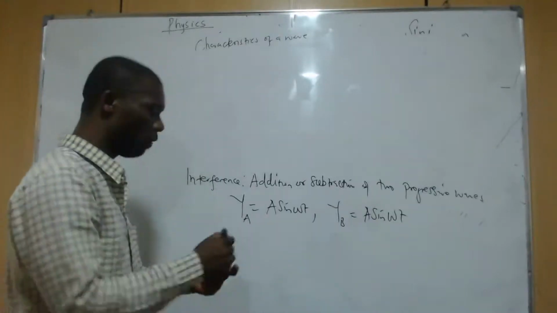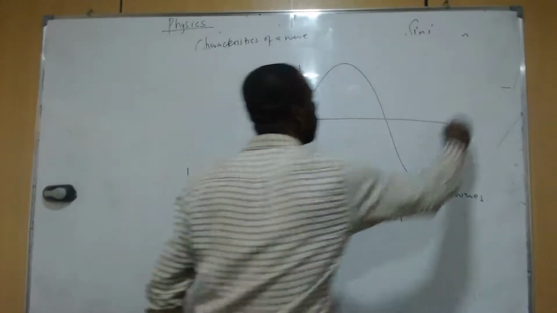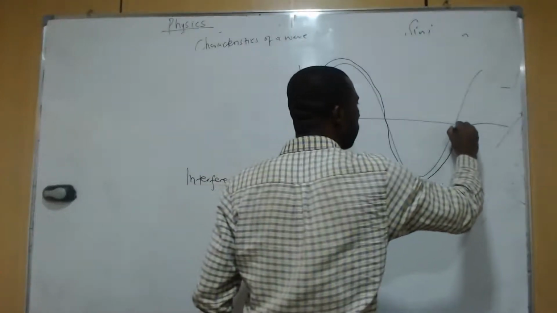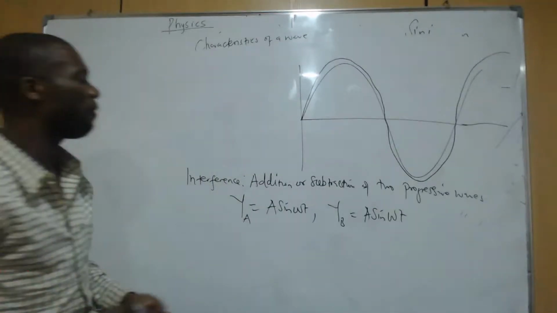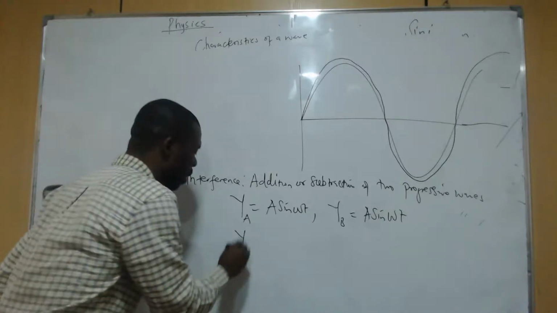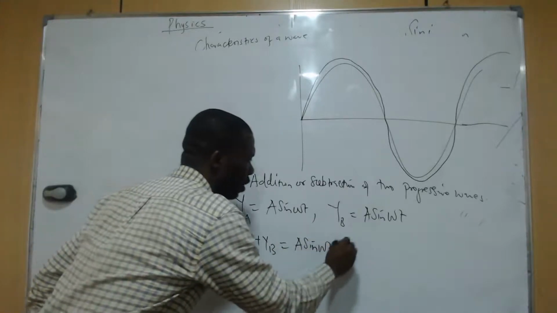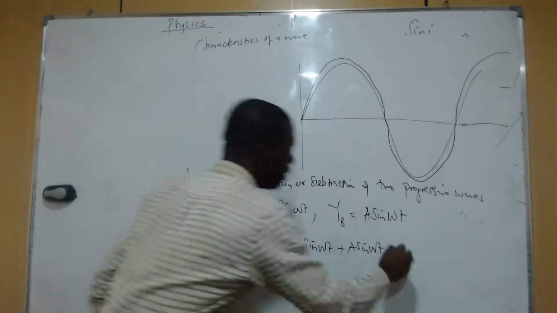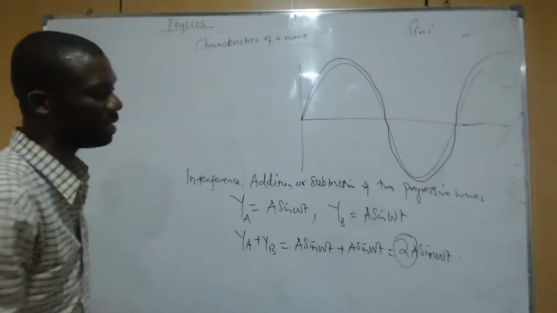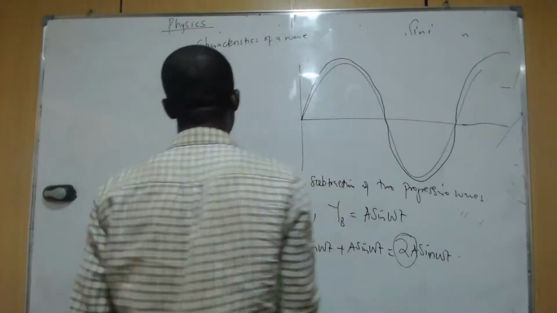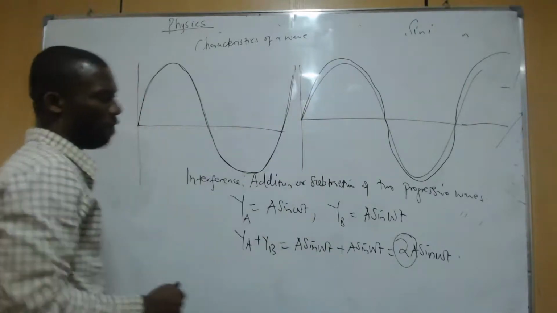Now, if the phase of these two waves are the same, that means if these two waves move in phase, reach the positive peak at the same time and move down at the same time, these two waves are said to be in phase. If the two waves are in phase, ya plus yb will give us a sine omega t plus a sine omega t, which is 2a sine omega t. This tells us that the amplitude of the wave has increased because the two waves are in phase. So the resultant wave will be bigger.